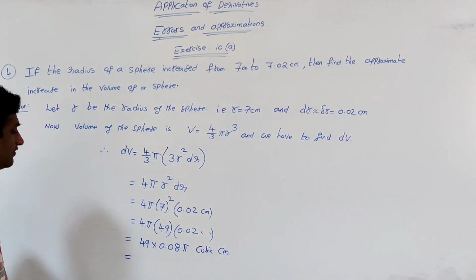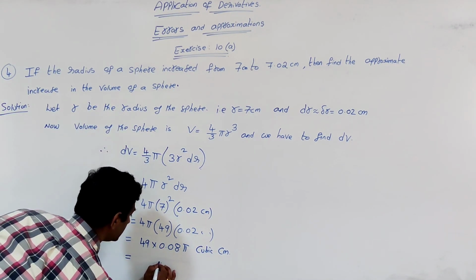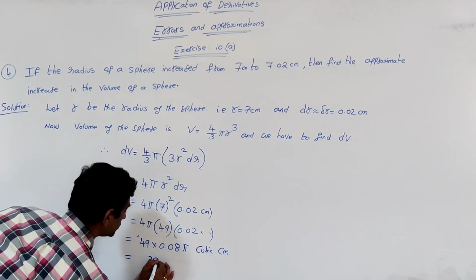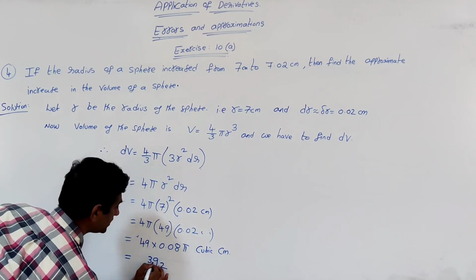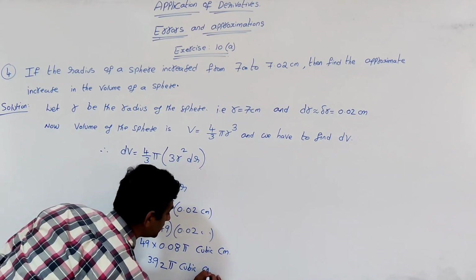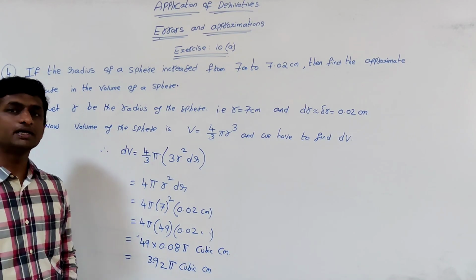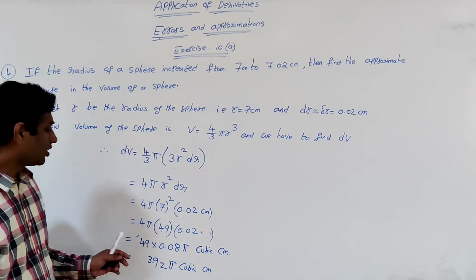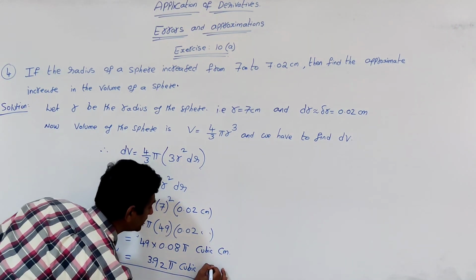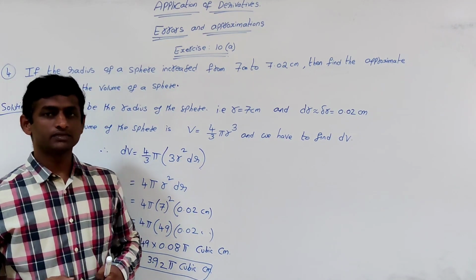Now if we further simplify, it will be 392, and it is approximately 3.92 pi cubic centimeters, and you can take the value of pi as 3.14 approximately, or we can leave it, that is dV, the change in its volume is 3.92 pi cubic centimeters. Next problem.